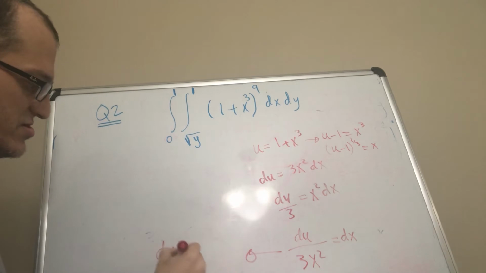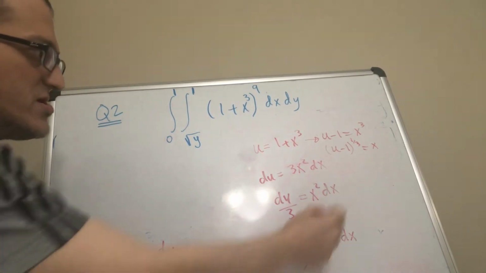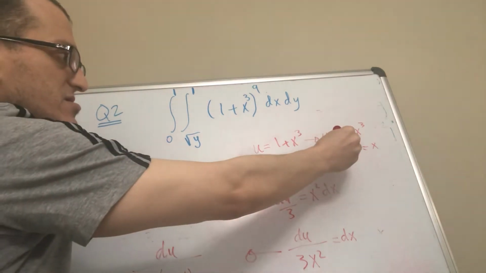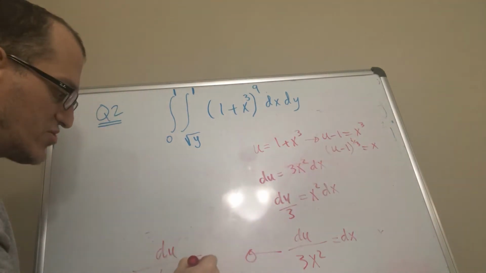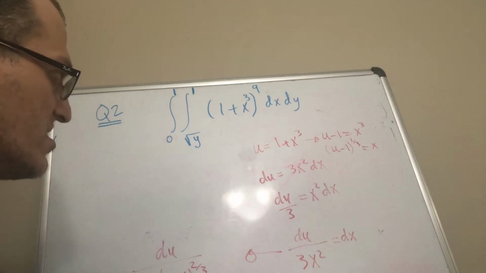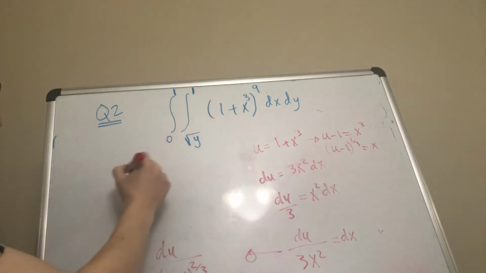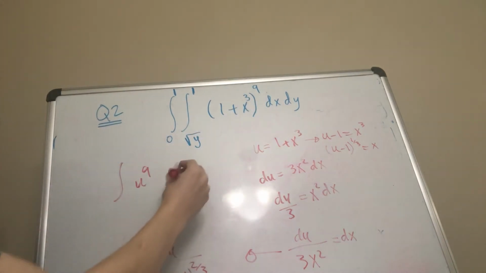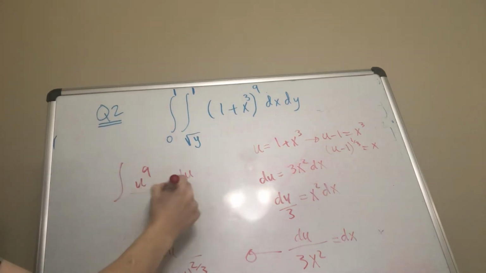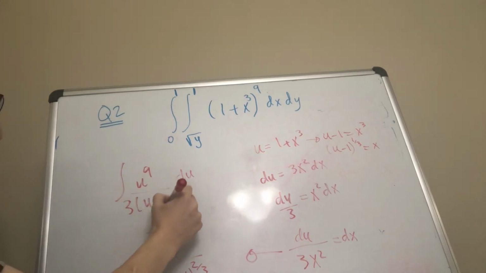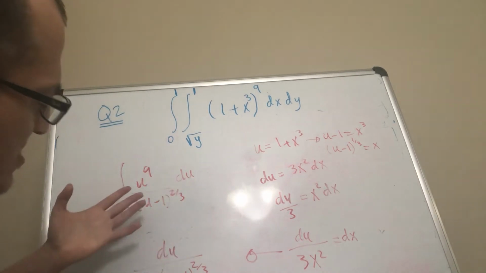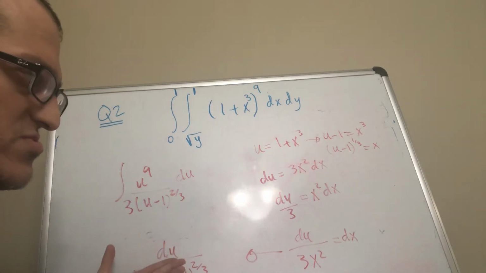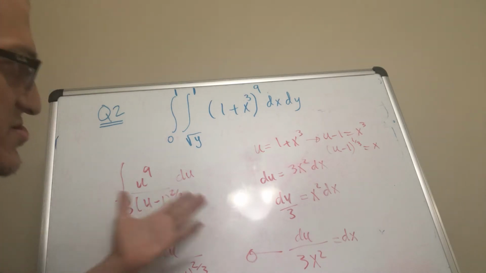Then instead of x squared, we use u minus 1 to the 1/3 squared, which would be u minus 1 to the 2/3. So if I write this integral now, the inside is u, instead of dx I write du over 3 times u minus 1 to the 2/3. You see, it's getting more complicated this way. You can't really solve this with u substitution.